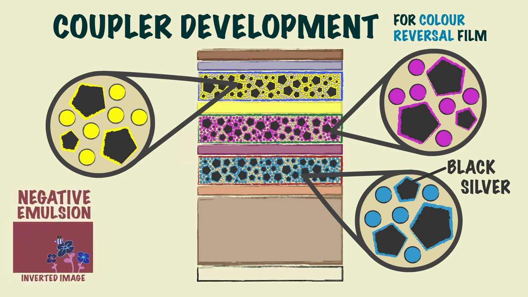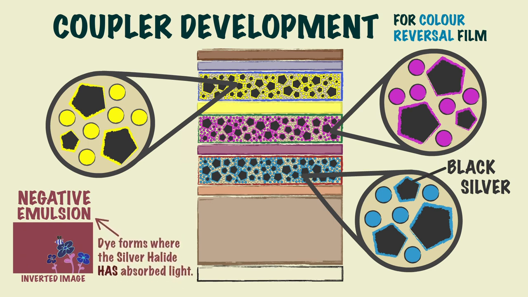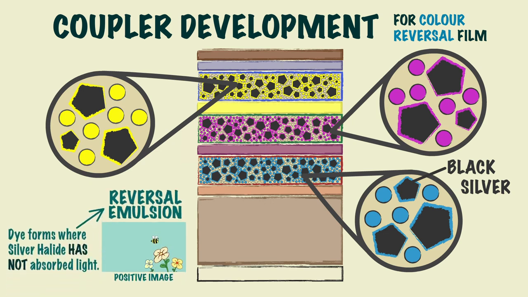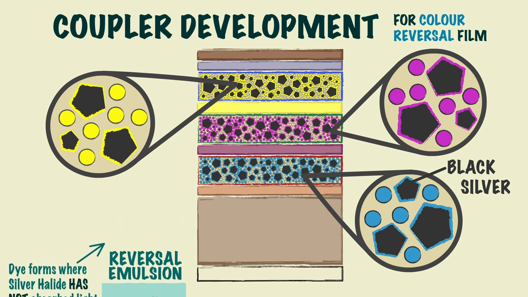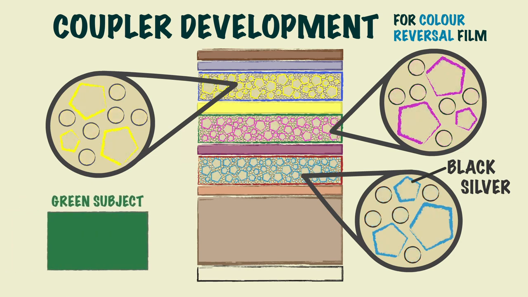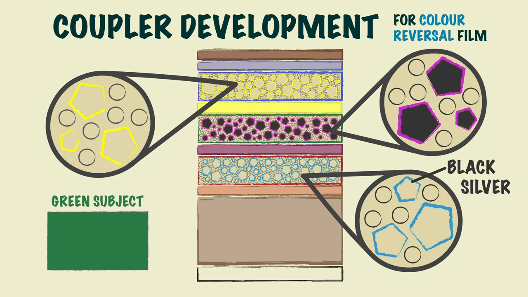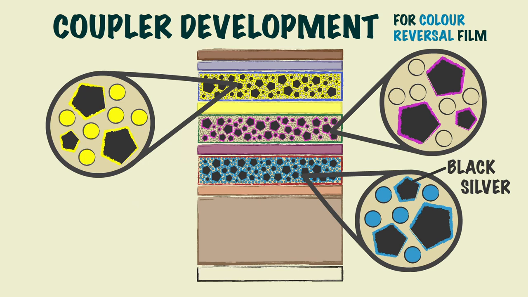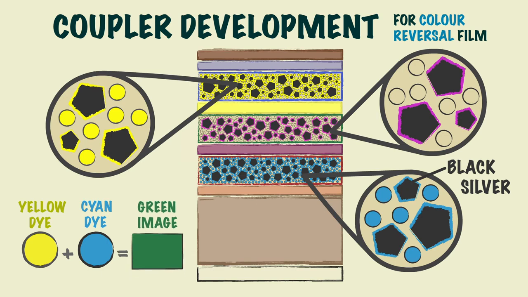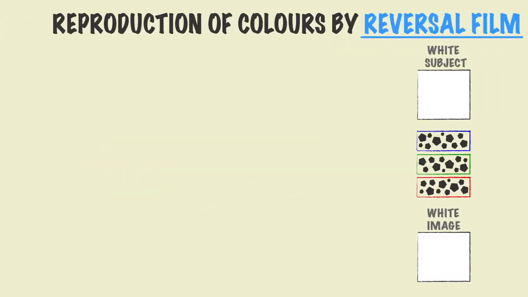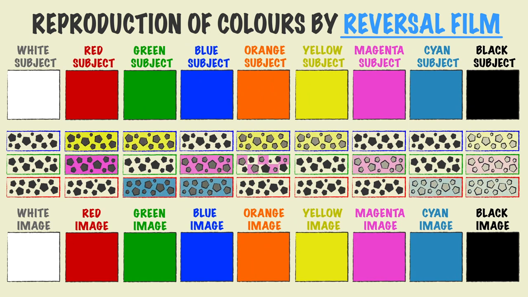This is different to negative emulsion, because instead of forming next to the silver halide that has absorbed light, the dye forms where the silver halide has not absorbed light, therefore creating accurate colour representation. For example, if the subject was green, there would be a reaction on the green sensitive layer, but in this case dye would only form on the blue and red layers, creating yellow and cyan, and the combination of yellow and cyan together creates green. This is the same when representing all other colours as well.